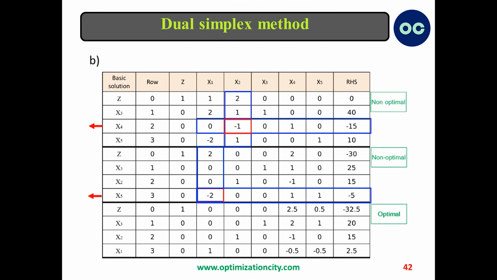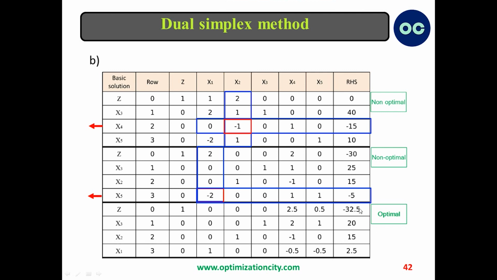So in part B, to solve the problem using the dual simplex method, we follow the steps mentioned earlier in the context of the dual simplex method. This involves selecting entering and leaving variables, performing row operations, and updating the table until the optimal solution is reached. So we have 3 iterations. And in the last iteration, you can see that the right hand side is positive, and so we have the optimal solution. In the optimal solution, x1 is 2.5, x2 is 15, and the objective function is 32.5.